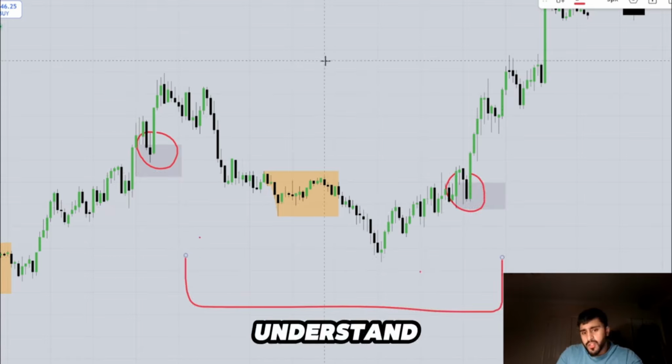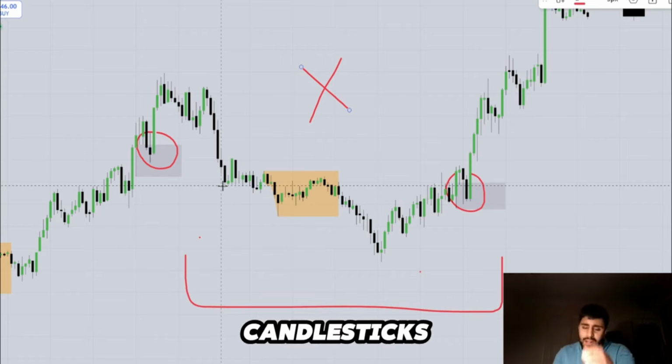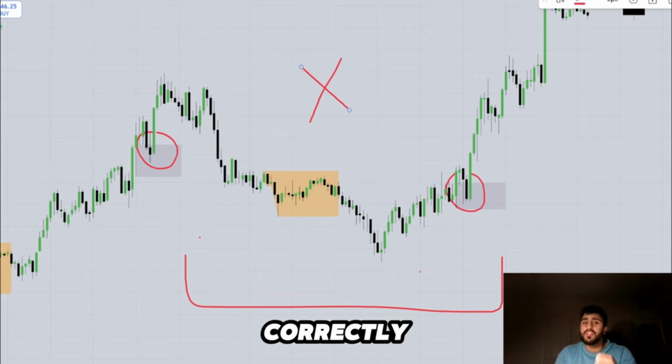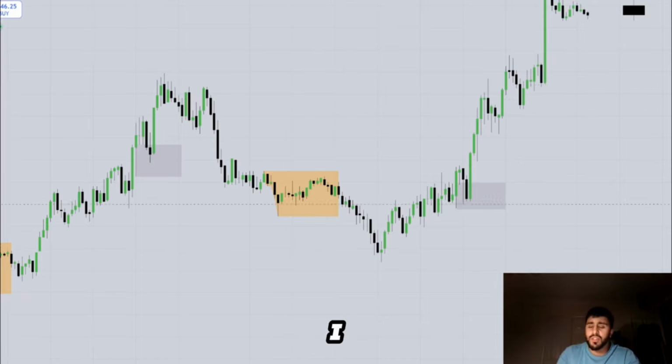But it's important to understand you will never get the full complete picture from using this chart. Later on, I'm going to show you how you can combine candlesticks with order flow to correctly trade and therefore reduce your emotions. But one question I often get with my strategy or just my chart settings is how do I set my charts, right?